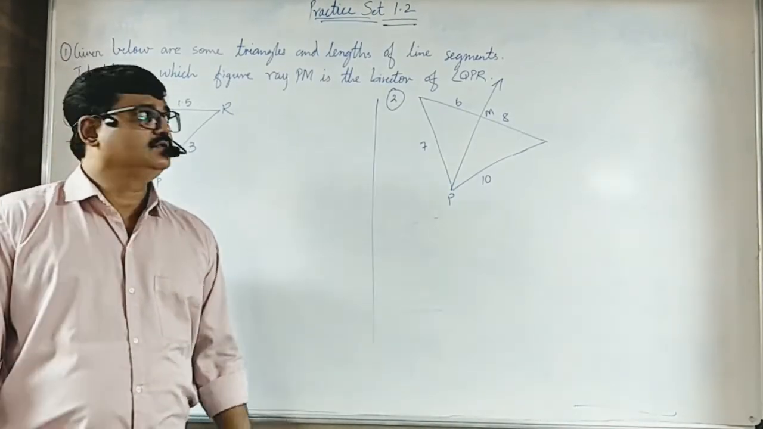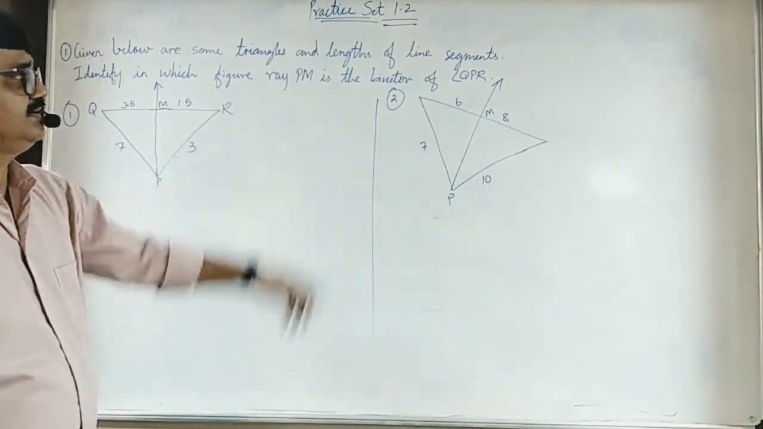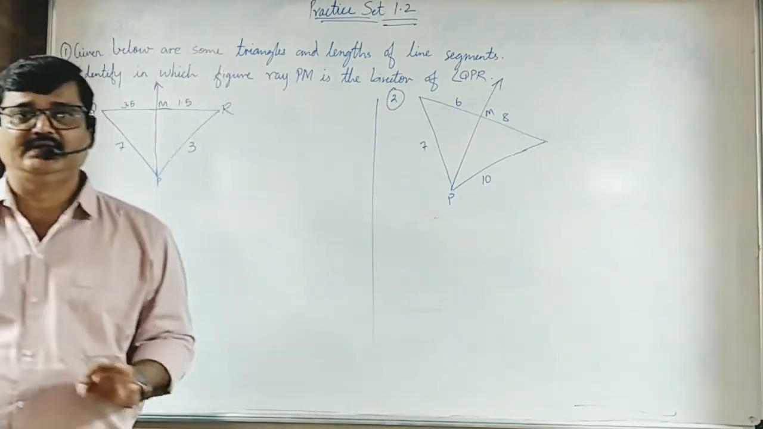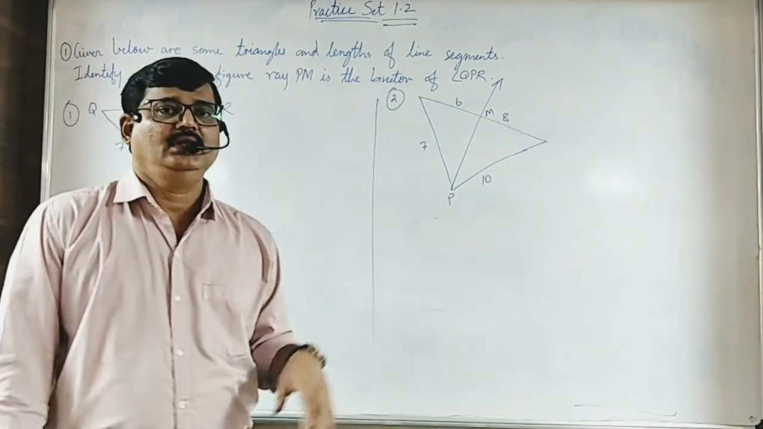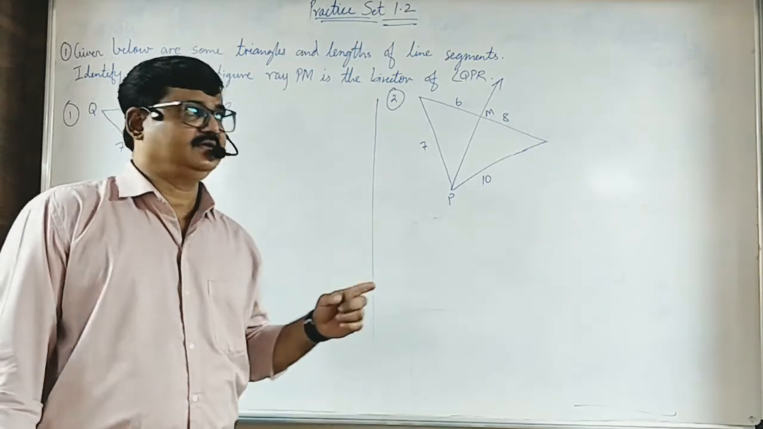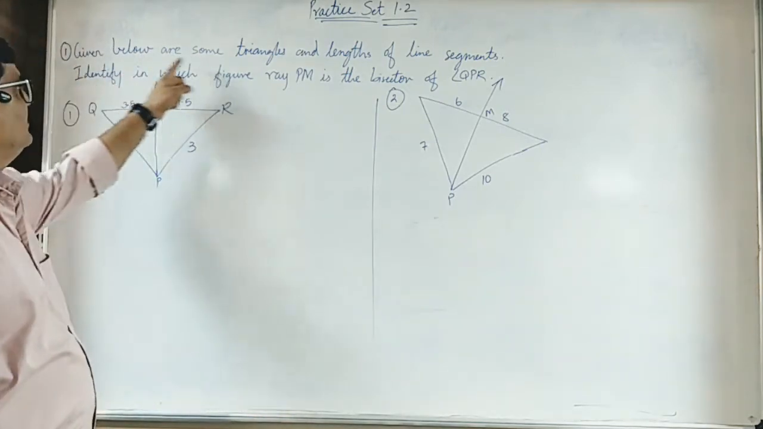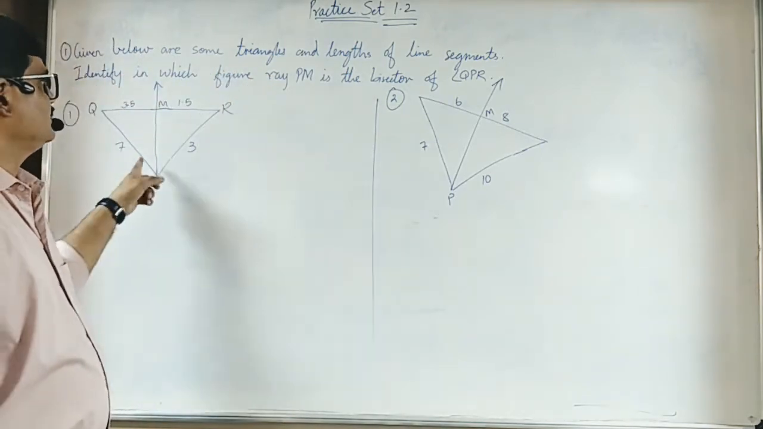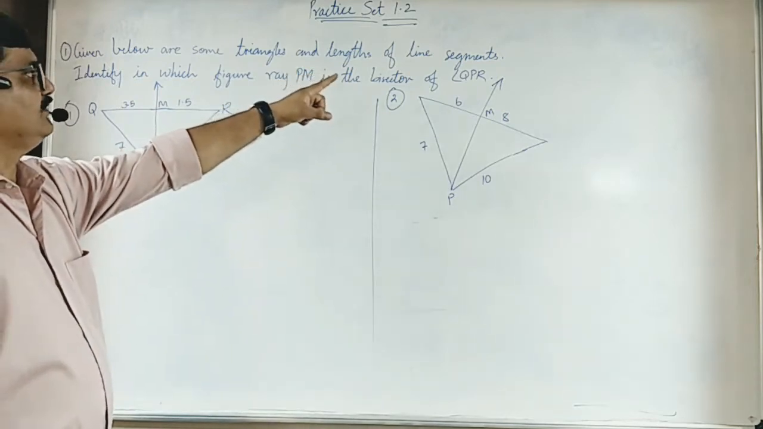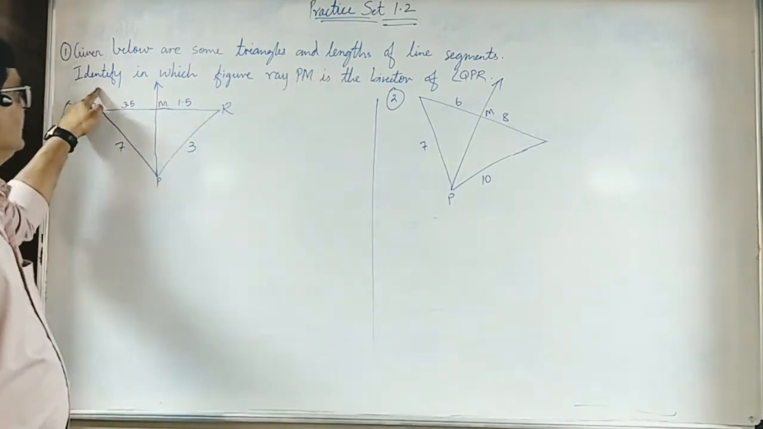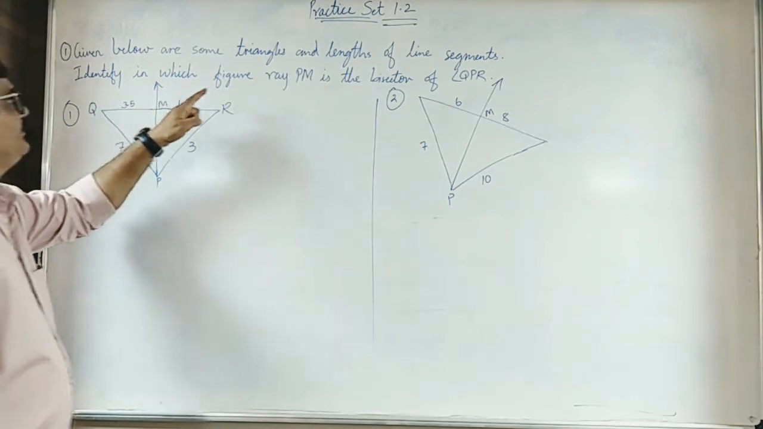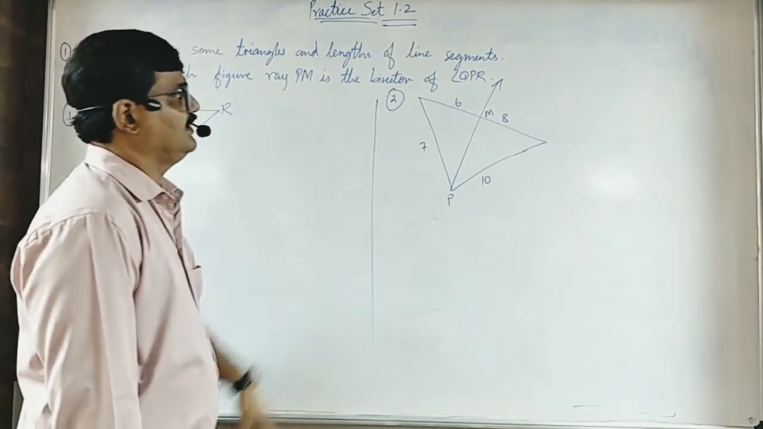Okay students, now we are going to go for question number 1 of practice set 1.2. This is all related to the converse of the angle bisector theorem of a triangle. You can see that some triangles are given below in question number 1 and question number 2, and the lengths of the line segments are given. Identify in which figure the ray PM is a bisector of angle QPR.